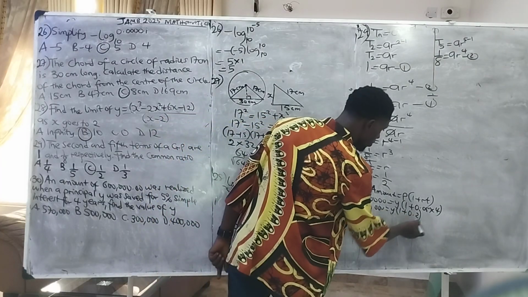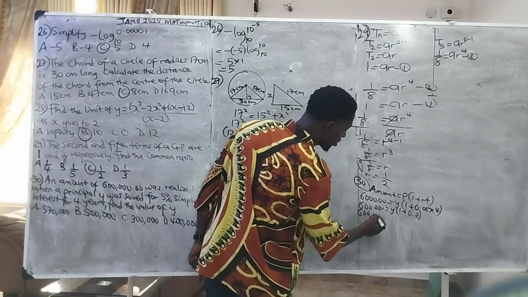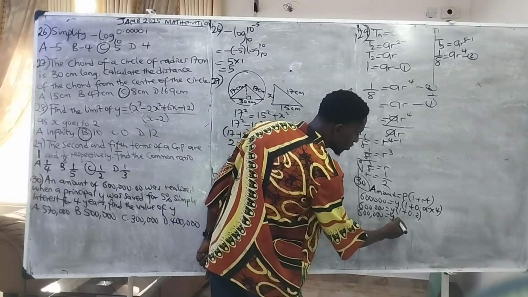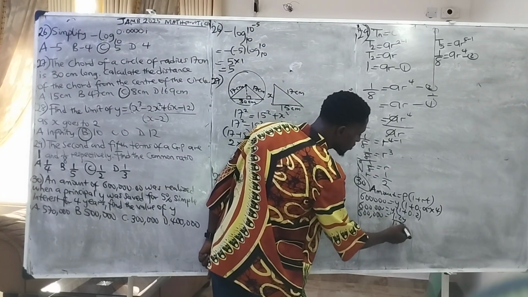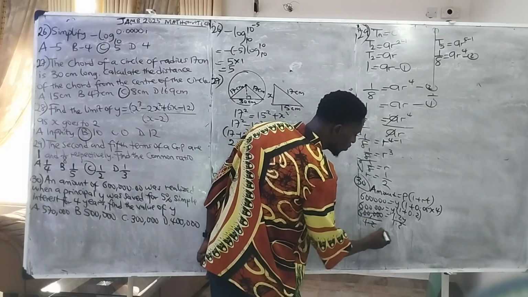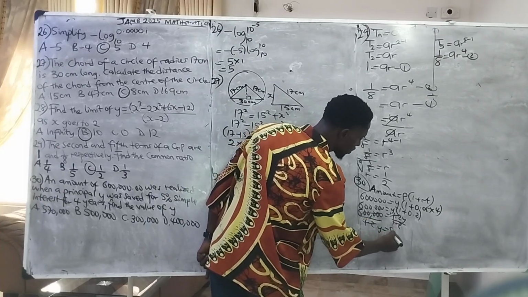So going by this, we have 600,000 equals Y bracket 1 plus 0.2, which is 1.2Y. So divide both sides by 1.2 should give you 500,000. Y is equal to 500,000.